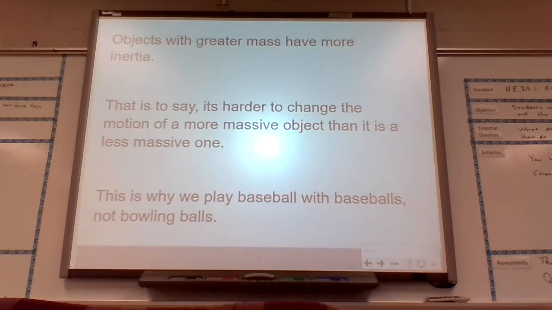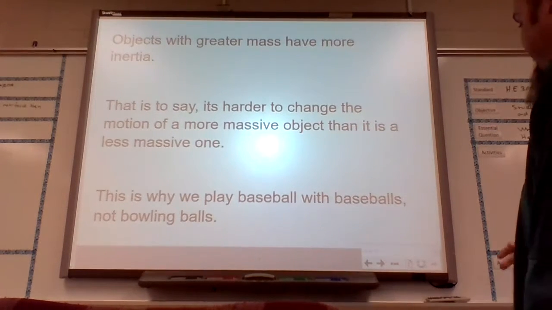If you tried to throw a bowling ball and hit it with a bat, it's just going to break the bat. The bowling ball has far more mass than the baseball, and because of that, it has much more inertia. So when you hit it with the bat, it tends to just go through the bat. It breaks the bat because you're not going to change its direction or its speed too well with something as light as a baseball bat.